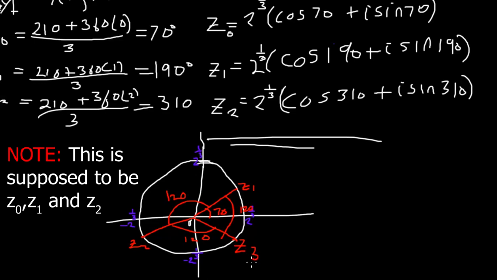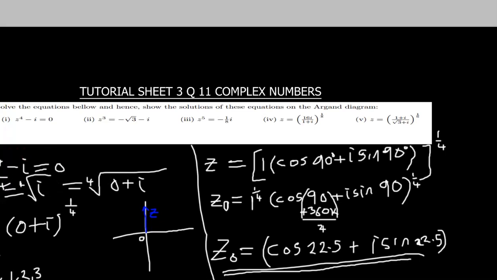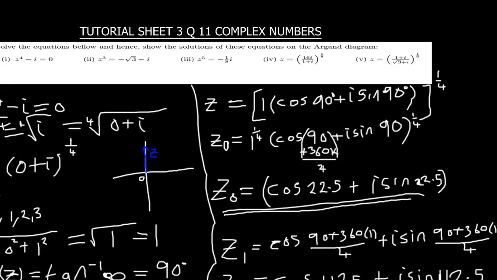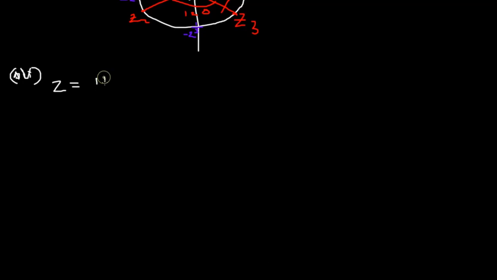So this is how you draw the Argand diagrams. Very simple. Hope you have understood. Let's move on to the next. So let me do question 5. Question 5 is Z is equal to 1 plus I, over root 3 plus I, all to the power 1 over 6.